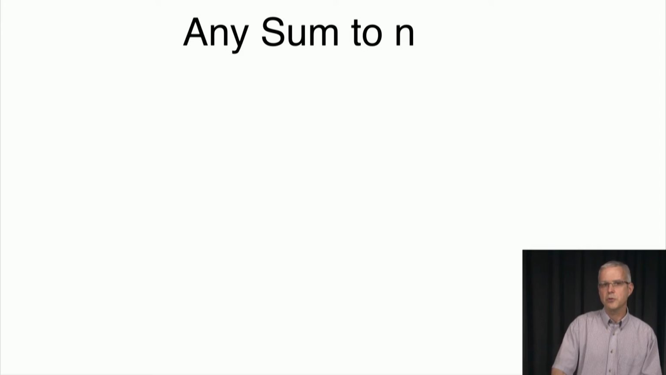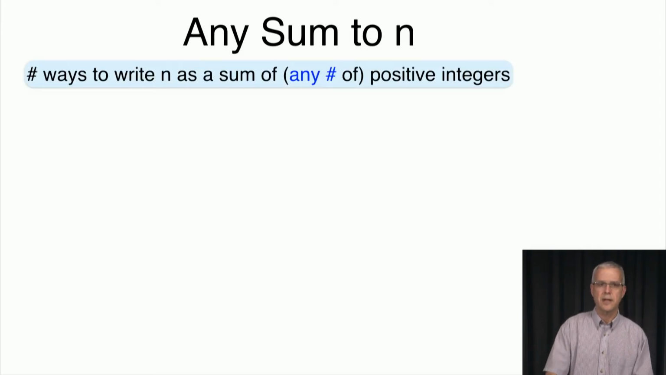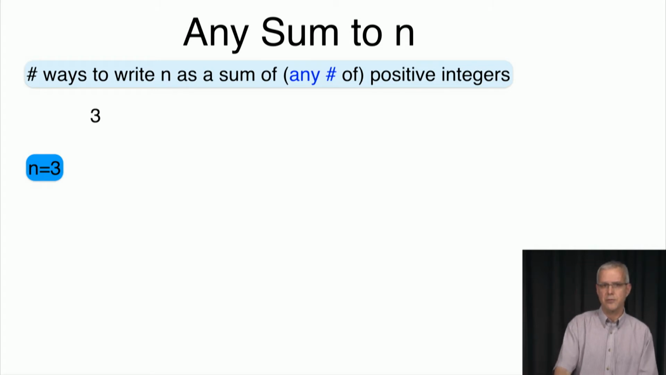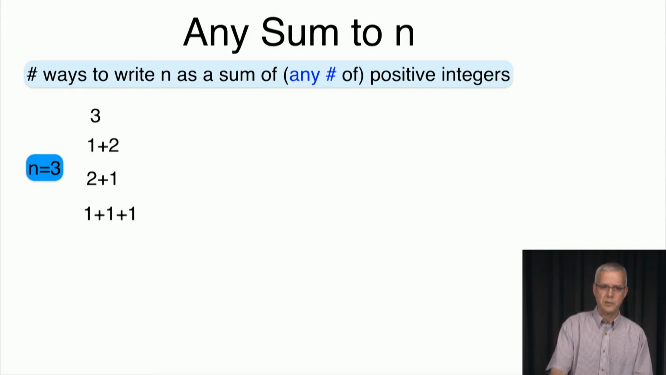Let's extend this result slightly. Suppose we want to write n as any sum, namely we want to find the number of ways we can write n as a sum of any number of positive integers, not a specific number k. For example, we can take n equal to 3. We can write it as 3 itself, or 1 plus 2, or 2 plus 1, or 1 plus 1 plus 1. And these are the only ways we can write 3 as a sum of positive integers.